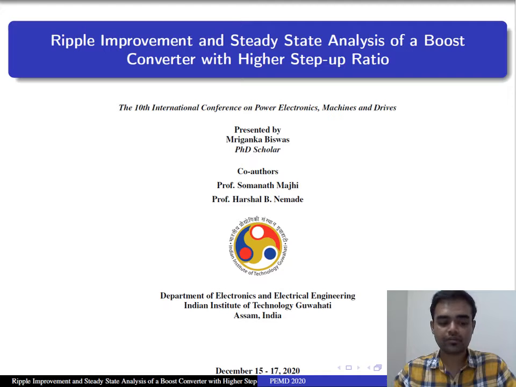So here I am going to present my work on ripple improvement and steady state analysis of a boost converter with higher step up ratio.